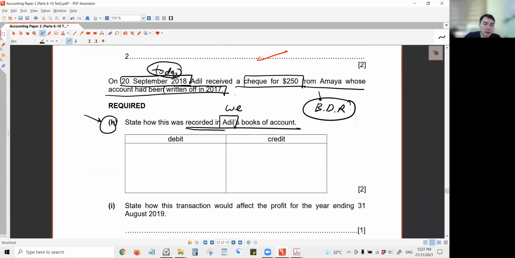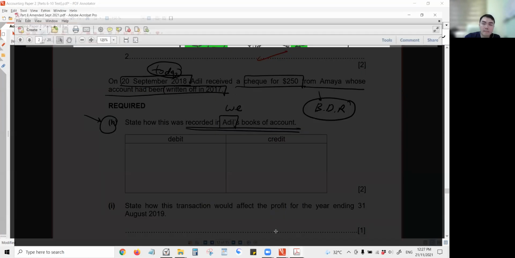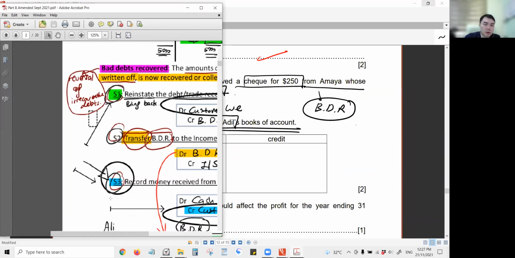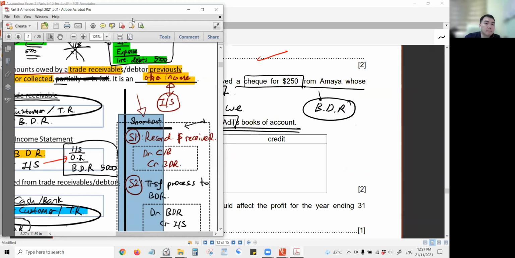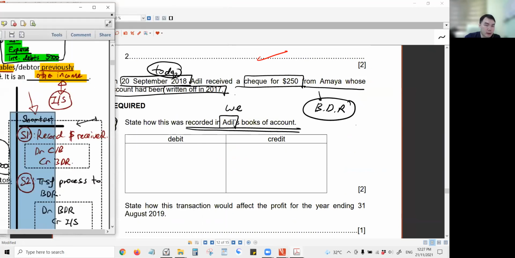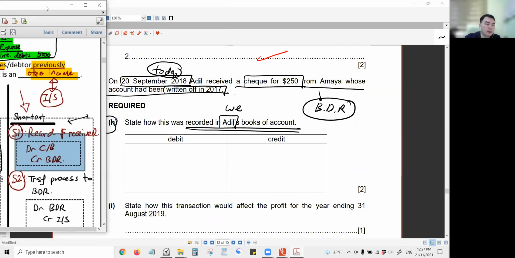How was this recorded in Adios's books of account? This time I'm going to show you the shortcut one. The shortcut double entries: you debit cash or bank, then you credit bad debt recovered. As the term implies, bad debt recovered means earlier it was a bad debt. Now it has become bad debt recovered. That means it's something good. It's an other income.